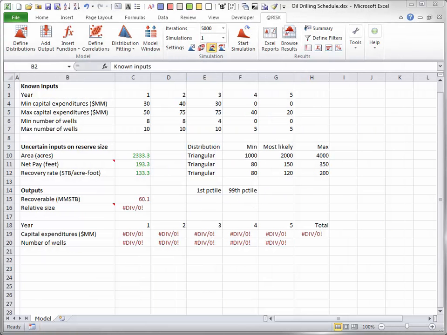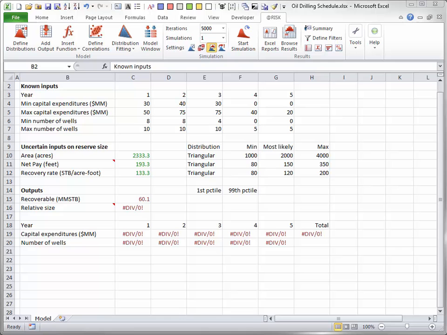This video describes a model of oil drilling in a given reserve over a 5-year period. The goals are to estimate capital expenditures each year and to estimate the number of wells in operation each year. These depend essentially on the amount of oil in the reserve relative to how much there could be, as explained in the following.